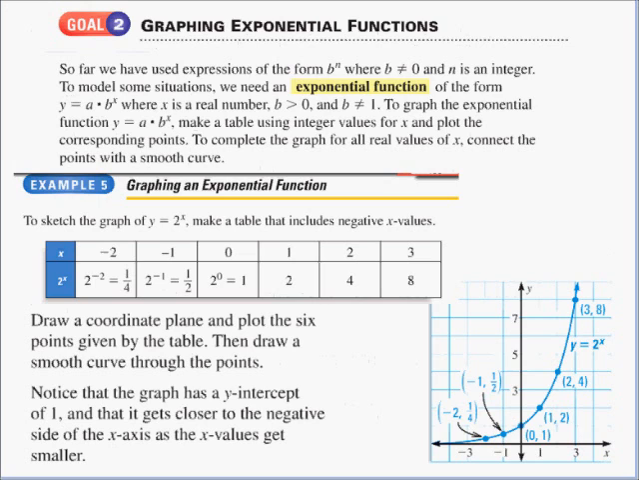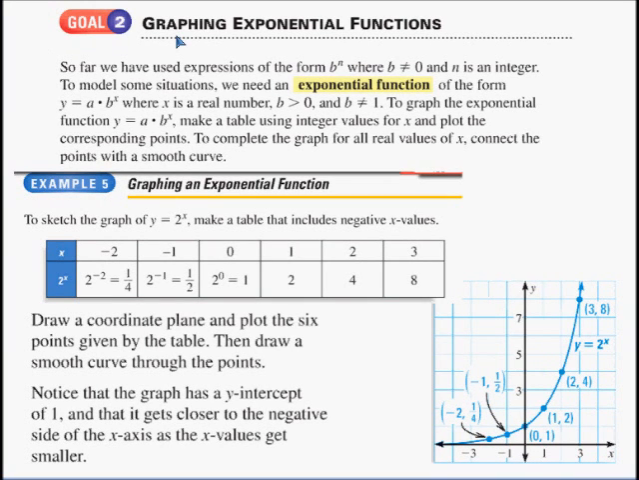I'm going to pause just in case we don't have enough time for the next goal. Part 2 of 8.2, we talk about the graphing of these functions. So we have used the expression of the form b to the nth, where b cannot equal 0 and n is an integer. To model some situations, we need an exponential function of the form y equals a times b to the x, where x is a real number, b is greater than 0, and b cannot equal 1.